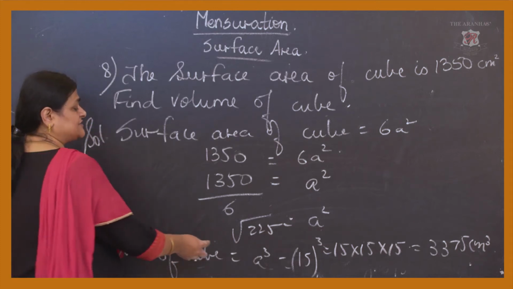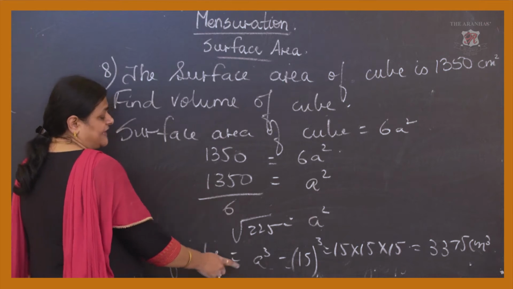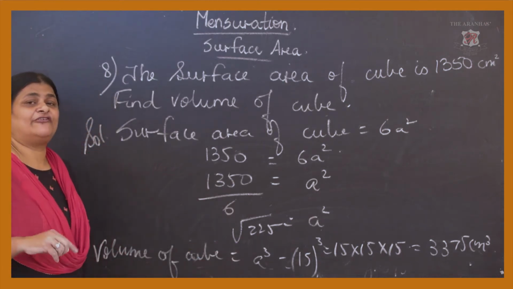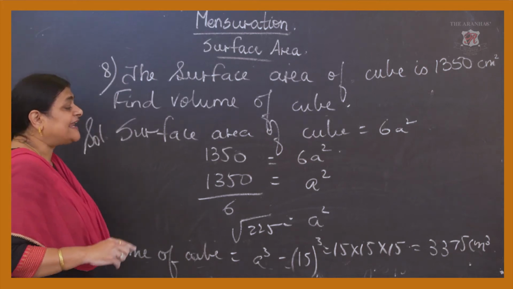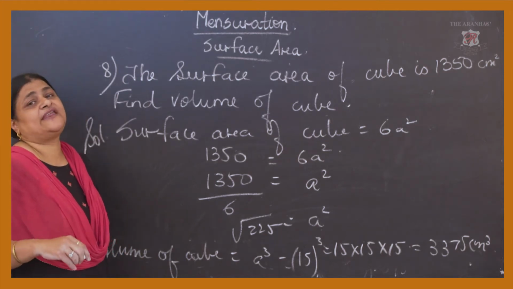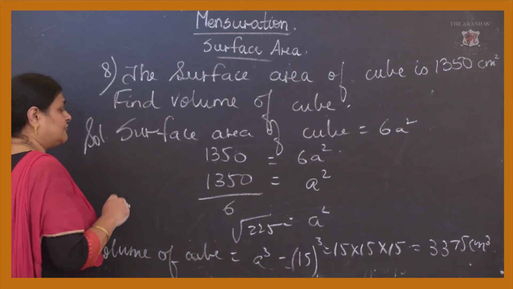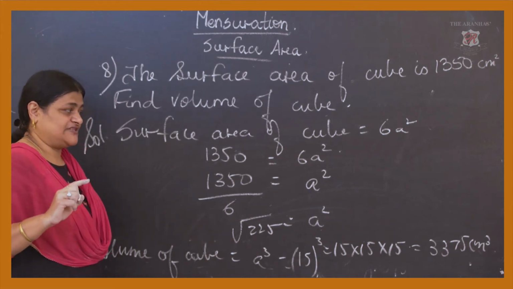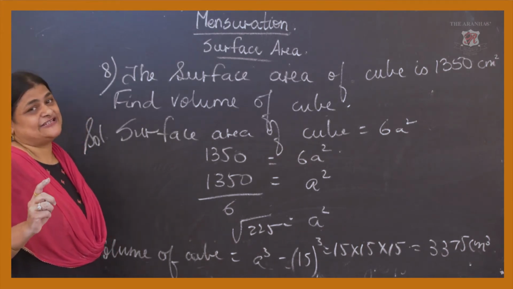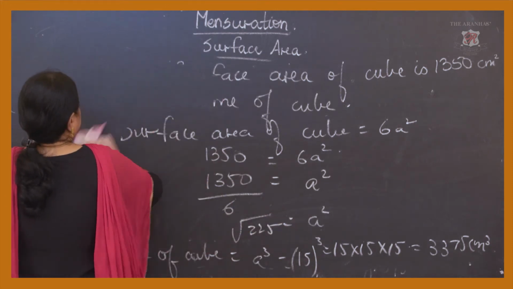The answer we have got is 15. Okay, a is how much? 15. So a cube will be 15 cube, that is 15 into 15 into 15, which will give you 3375 centimeter cube. So you have found the volume of the cube, which is 3375 centimeter cube. So this is the answer for that particular sum.